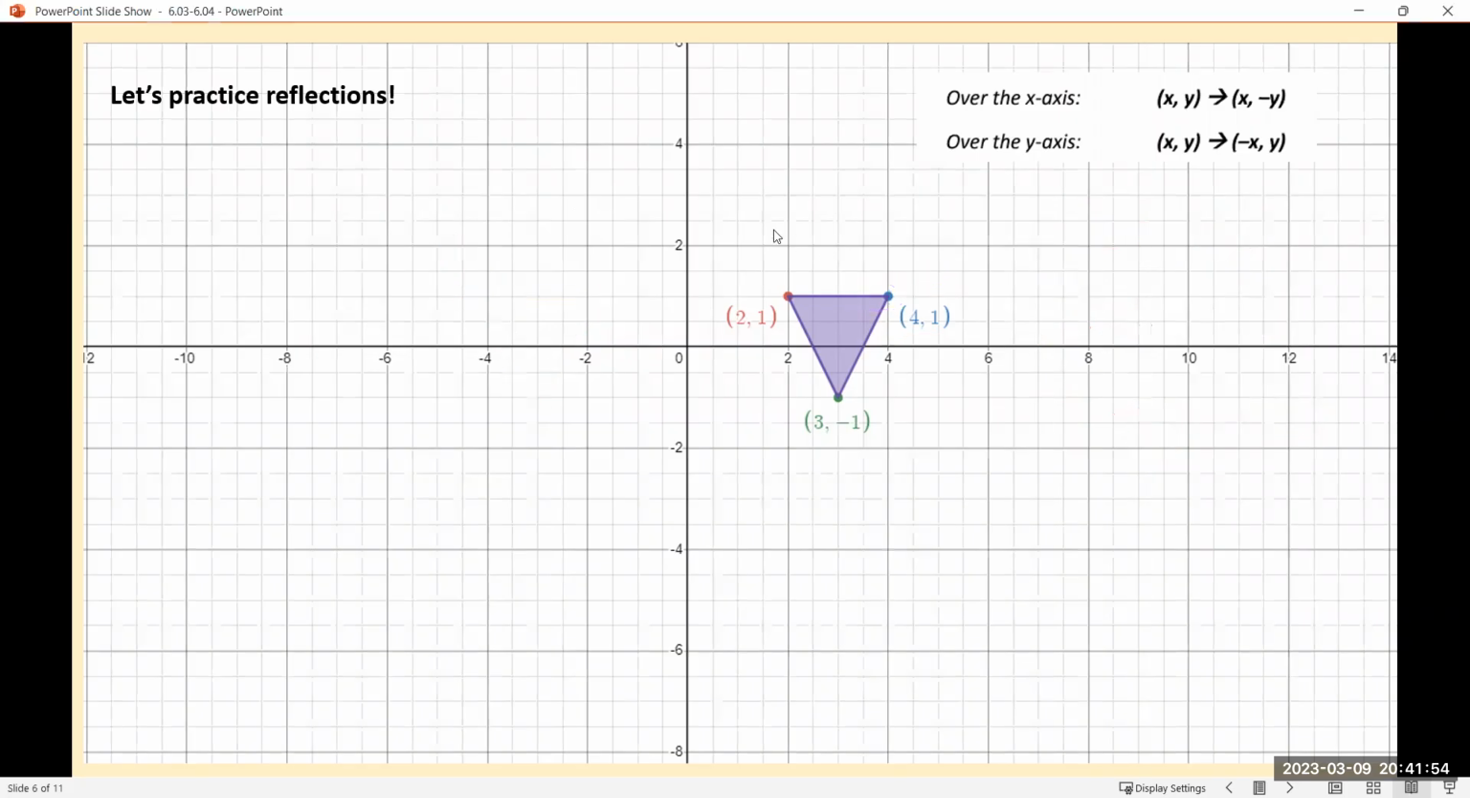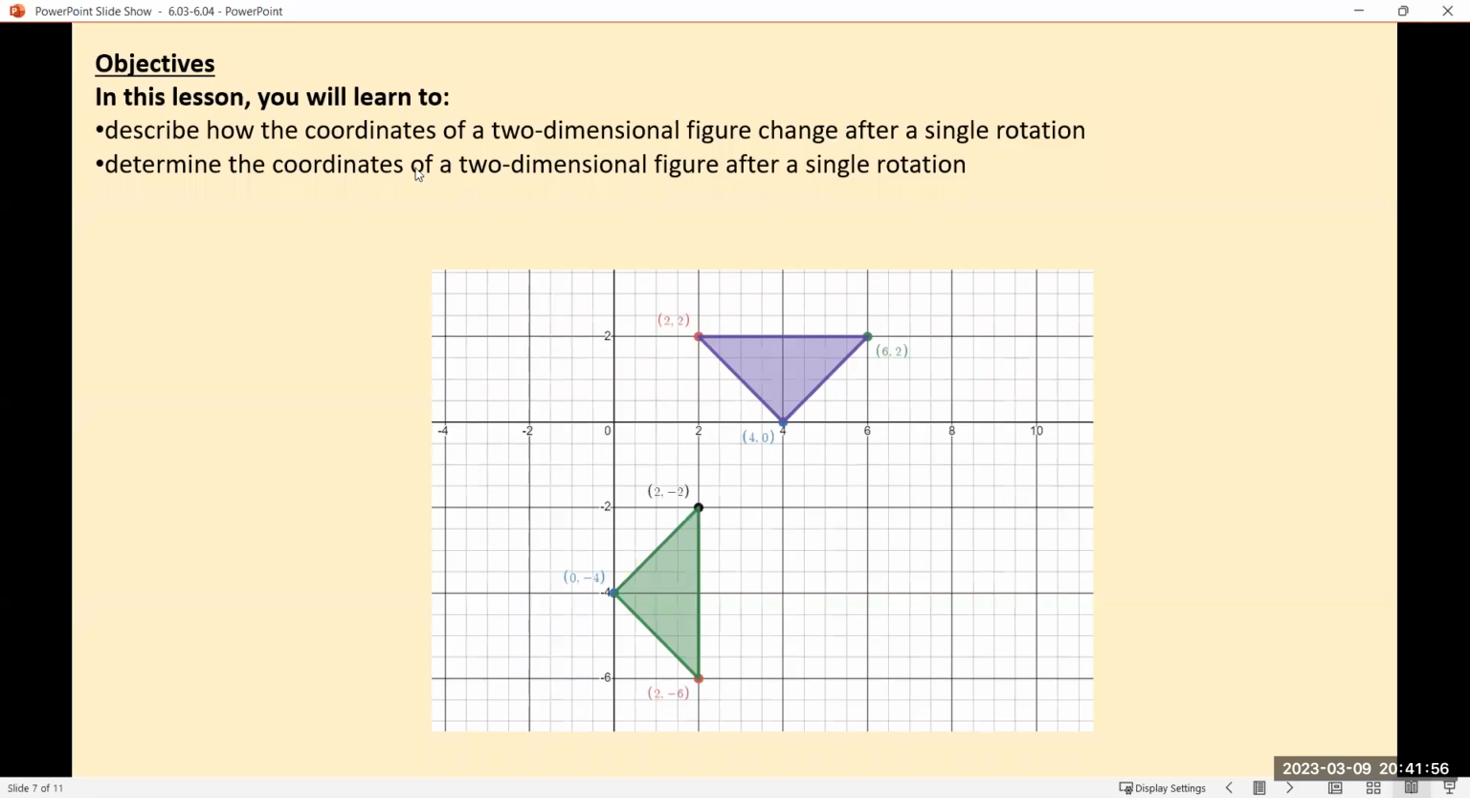All right, so we've learned a lot about reflections. Let's go ahead and talk a little bit about rotations now. So in this portion of the lesson, you will learn to describe how the coordinates of a two-dimensional figure change after a single rotation, and to determine the coordinates of a two-dimensional figure after a single rotation. So that's what we're going to learn here in this lesson. This picture right here is just an example of a rotation. So a rotation is rotating or spinning the figure. So reflection was flipping, rotation is spinning.